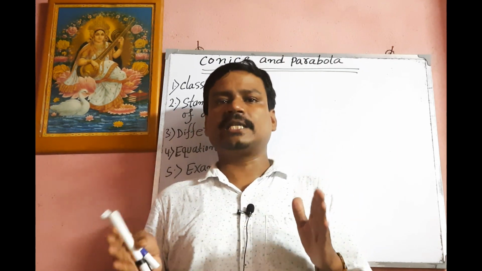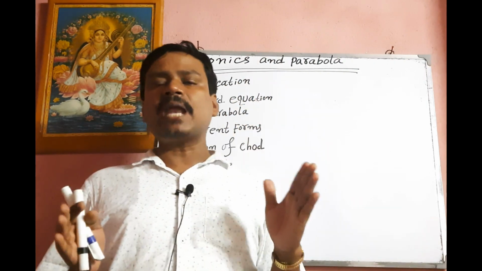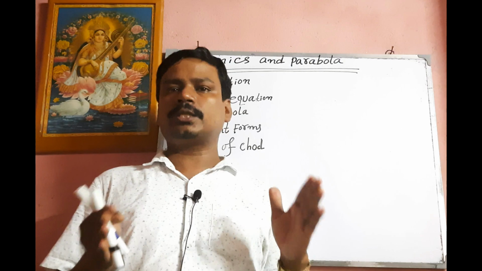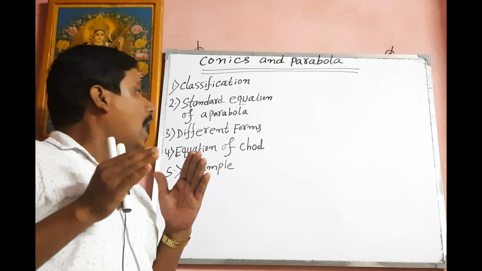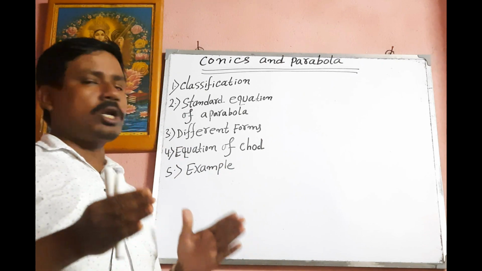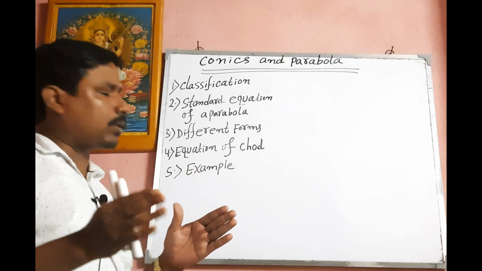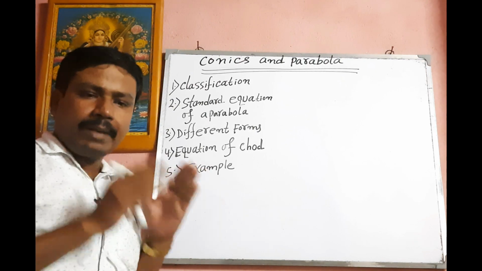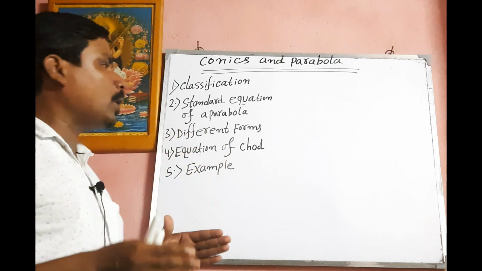Today we are discussing the 11th level chapter named Conics and Parabola. In this chapter, at first we are discussing some topics one by one. The topics are classification of conic, then the standard equation of the parabola, and then different forms of parabola. The fourth part is the equation of the chord, and the fifth part is example. So we are discussing today one by one.